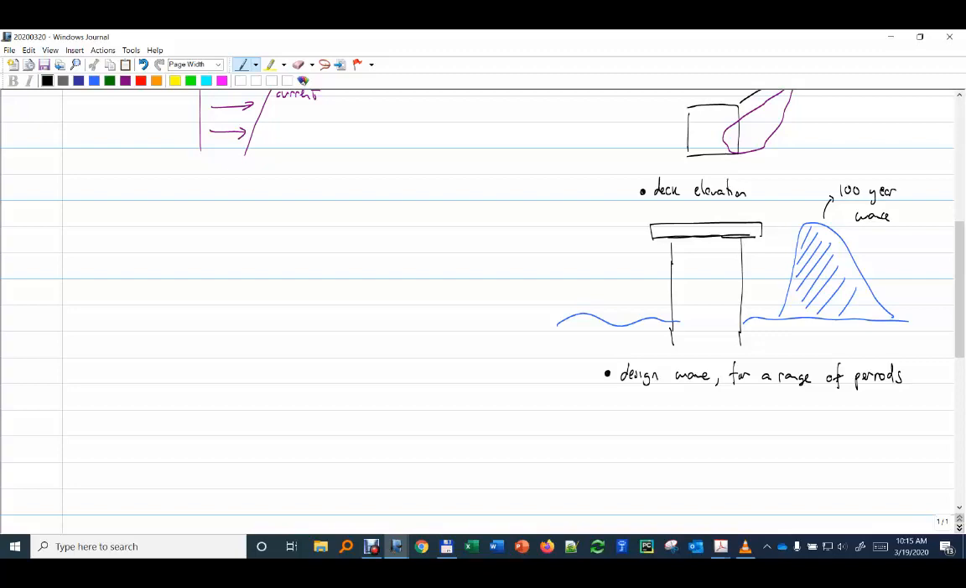So we make a design for the most frequent, the most likely wave in the area, but the period can be changing significantly usually, so I just do the analysis for a range of periods and design my structure on that with those conditions.